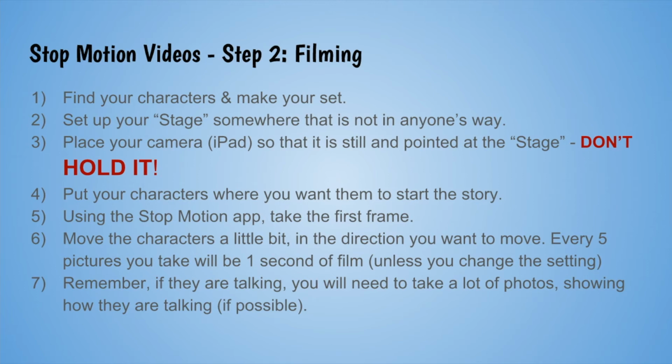The default setting on the stop motion app is to have 5 frames a second, which in the animation world isn't really that much, but for children it can still seem like a lot. So they need to be reminded that if they are having the characters talk, they need to take a few photos to show that they're talking, so it gives them time to say the words.